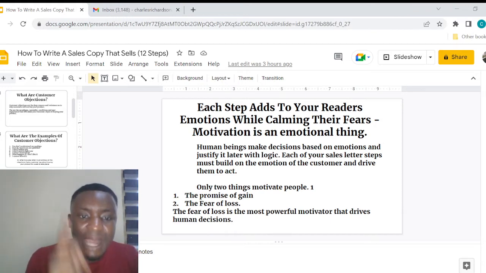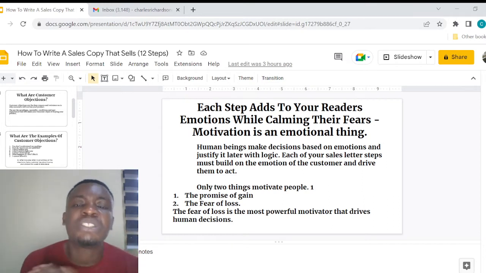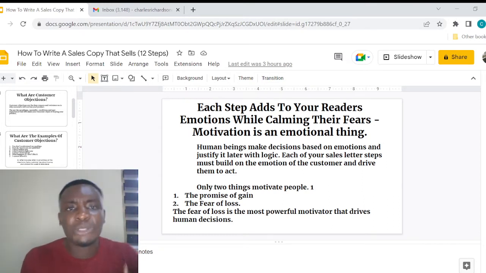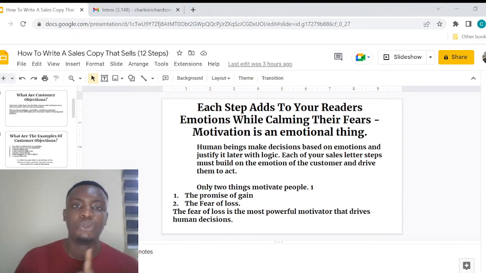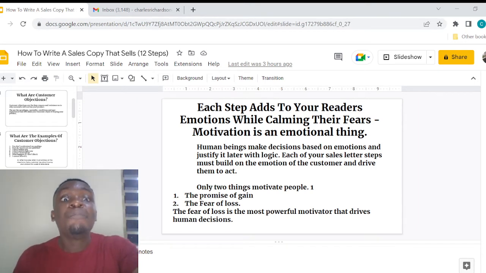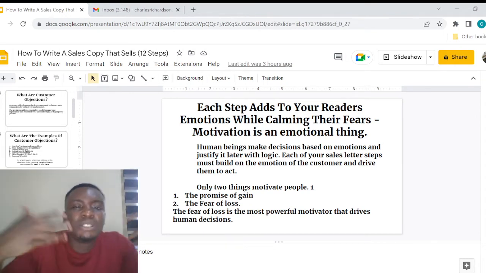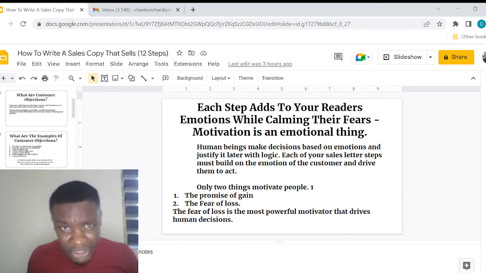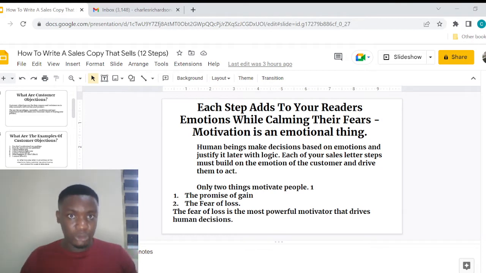It will not work. Now, let me give you another. Let's discuss this now. Only two things motivate people. How do you know what motivates people? Number one, people are motivated by the promise of gain and then the fear of loss. Promise of gain means people are motivated by benefits, what they stand to gain, what is in your product that appeals to them, what is in it for me, because human beings are selfish creatures. We are selfish. We always want what is best for us and our loved ones.